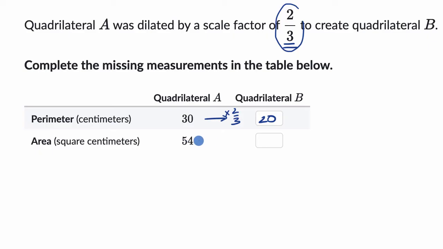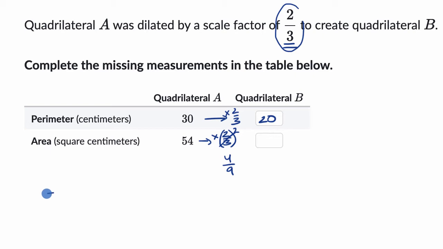And then the 54 is going to be scaled by 2/3 squared. One way to think about it, you're scaling in each dimension by 2/3. And so when you multiply the two dimensions to get area, you're going to be multiplying by 2/3 twice to get the new scaled area. So what is 2/3 squared? Well, that is the same thing as 4/9.